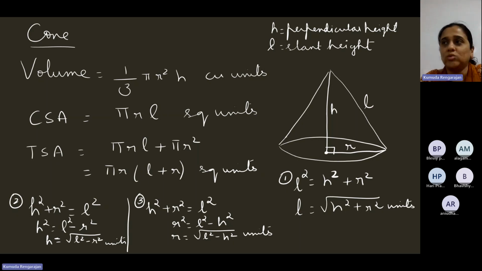So if you know any two out of the three, L, H and r, you can find the third one. If you know L and H, using this relation, you can find r. If you know L and r, you can find H. If you know H and r, you can find L. But if you know only one, you cannot find the other two. Of the three, if you know two, you can find the third one. Understood?